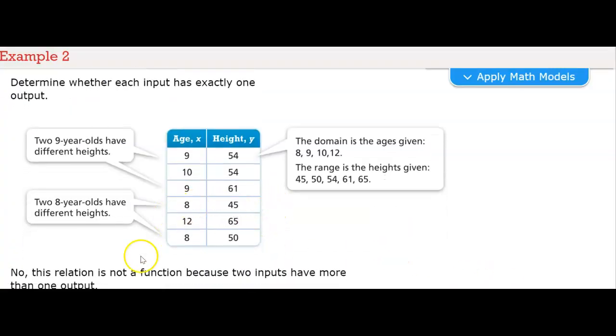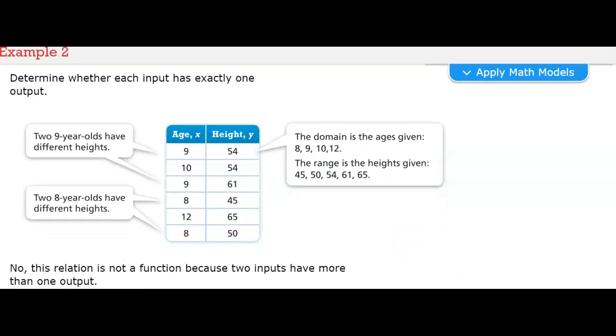So there is no relation. This is not a function. The relation between the input and output is there's not just one input and output. There are 2 inputs that have more than one output. So it cannot be a function because they have to each have only one.